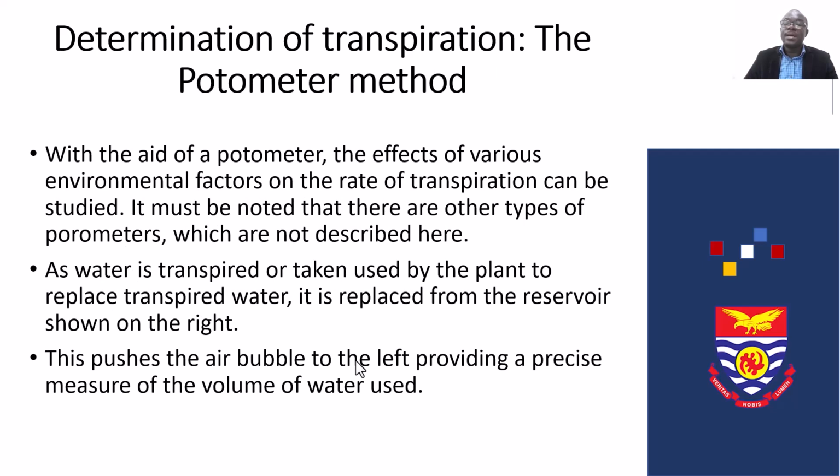So the potometer method. With the aid of a potometer, the effect of various environmental factors on the rate of transpiration can be studied. It must be noted that there are other types of potometers which are not described here. As water is transpired or used by the plant to replace transpired water, it is replaced from the reservoir shown. This pushes the air bubble to the left, providing a precise measure of the volume of water used, and this can be readily seen in your textbook.